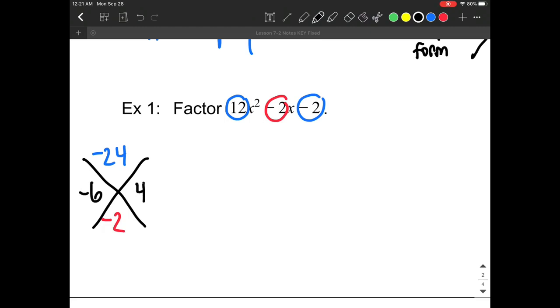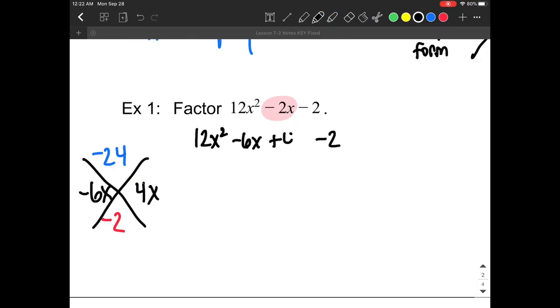That is not going to tell me factored form. That is going to tell me how I can break this simplified expression down into expanded form. So I know I still have the 12x squared at the front and the negative 2 at the end, but this negative 2x, I'm going to rewrite as negative 6x plus 4x. From there, I can do my area square.